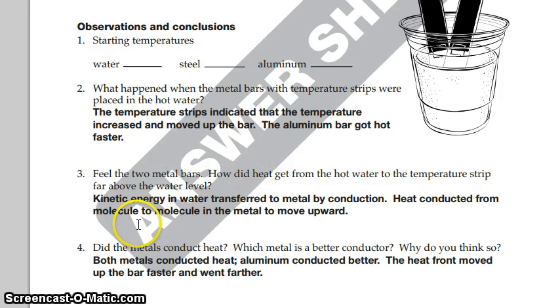Did the metal conduct heat? Obviously, yes. Which metal is a better conductor, and why do we think so? Both metals conducted heat. The aluminum was a better conductor. The heat moved up the bar faster and went further. So that's why we look at aluminum as a better conductor than steel, because the heat did not transfer as thoroughly through the steel, and it transferred all the way through the aluminum.